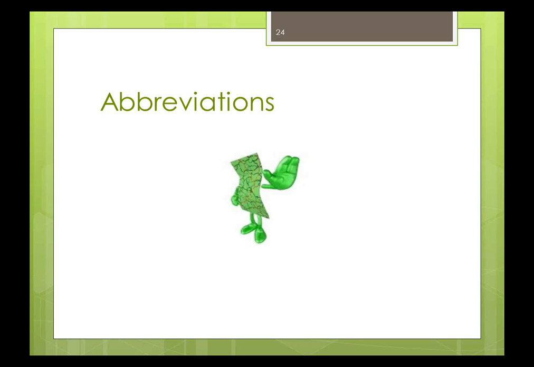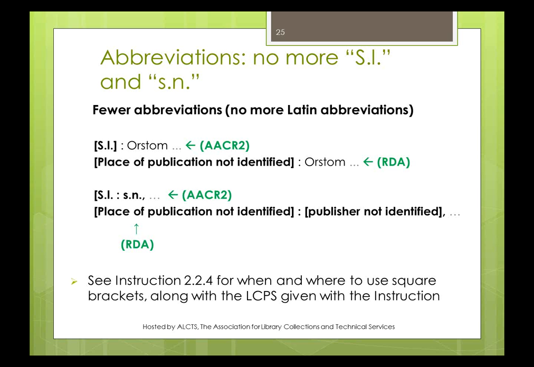Moving on to abbreviations, let's look at this aspect in two parts. First, as it applies to those Roman abbreviations we now use with square brackets in the publication distribution area, and then more broadly in other forms of words. This first slide covers the change in use of sine loco, or s.l., and sine nomine, or s.n. RDA Instruction 2.8.2.6 says, quote, if neither a known or a probable local place or country, state, or province, etc. of publication can be determined, record the phrase place of publication not identified using square brackets.